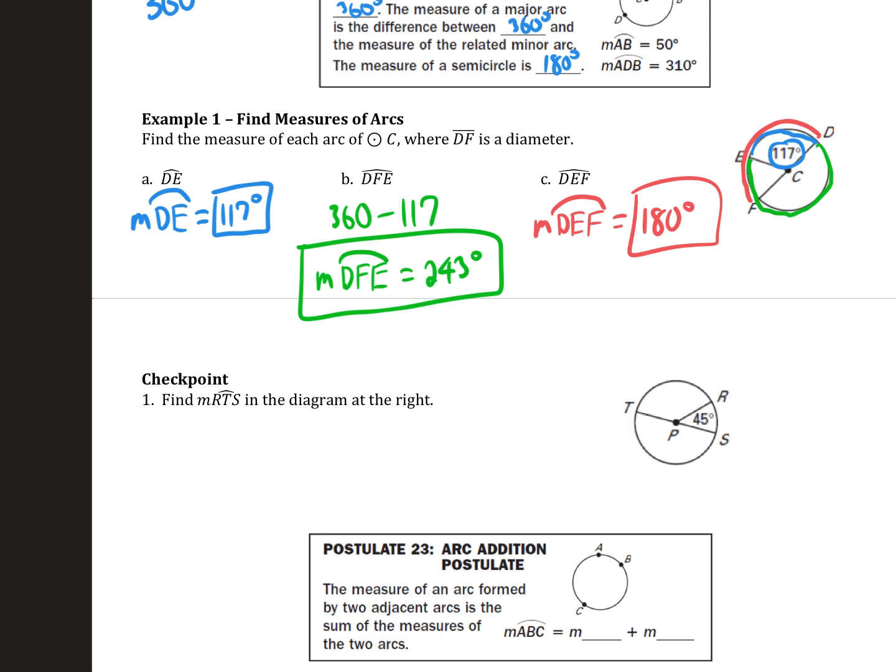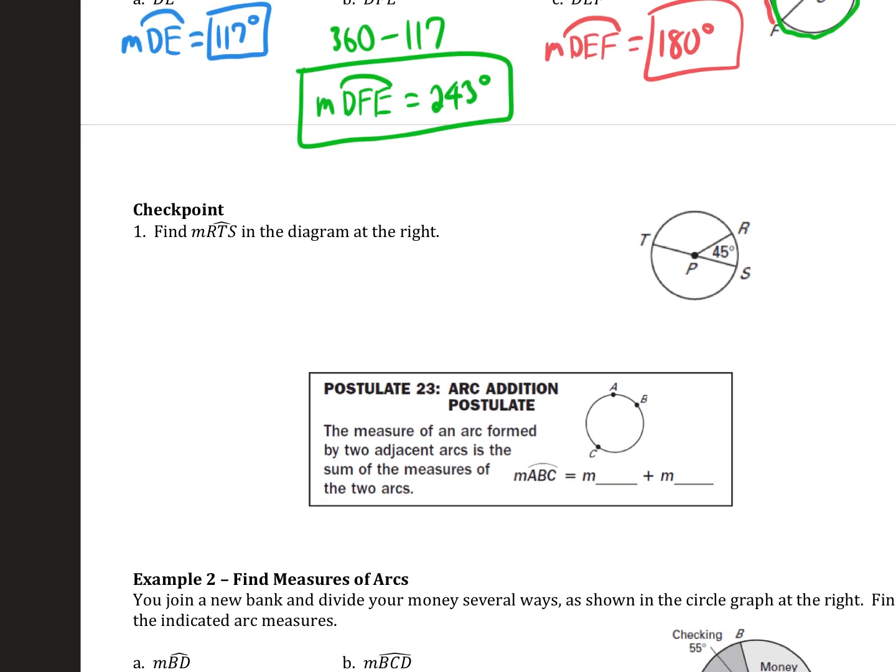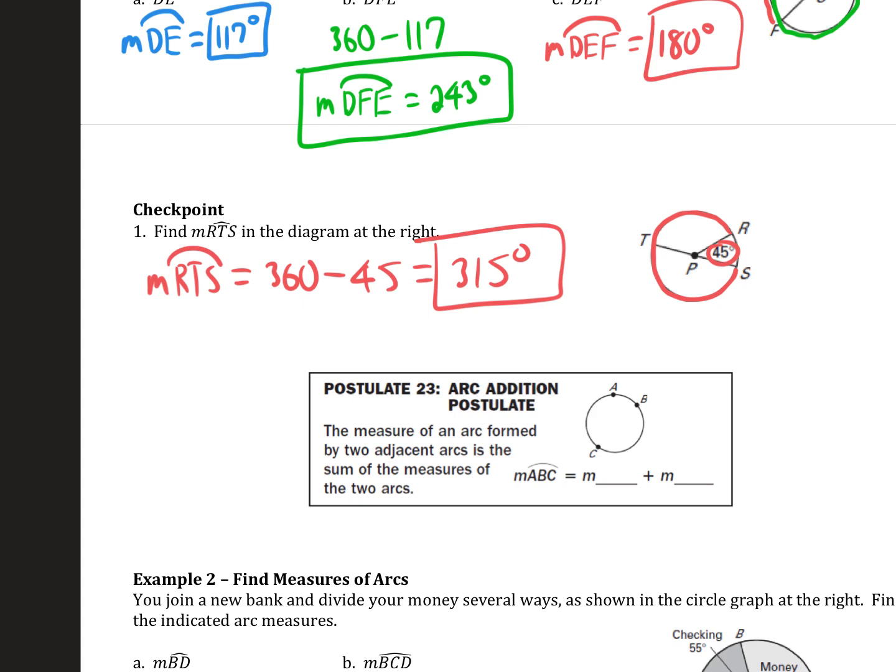Now that we know how to do this, go ahead and do checkpoint 1, see how you do. We're looking for the measure of arc RTS. RTS is this arc right here. Is that a major arc or a minor arc? It's a major arc, so we do 360 minus the minor arc, which is 45, and that equals 315 degrees. That's the measure of that arc.